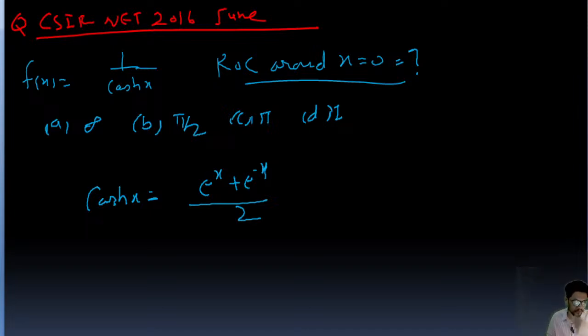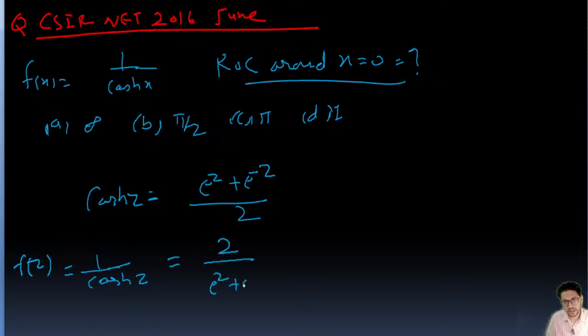So 1 upon cos hyperbolic x is going to be, that is f(x), right? Or we'll write f(z), so we can write this as f(z) in the complex plane. So cos hyperbolic z is e to the power z plus e to the power minus z, and f(z) is 1 upon that. This is given. So this is the function.